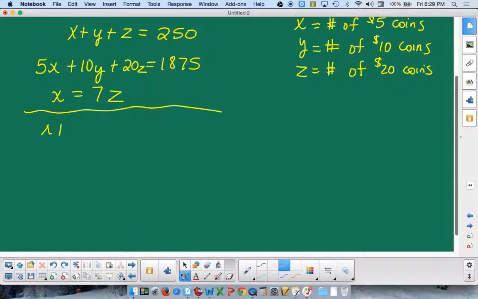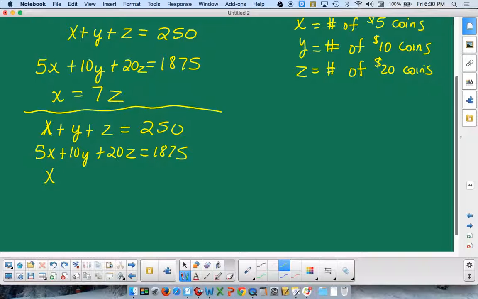So I'm going to get everything all lined up nice and pretty. I've got 5x plus 10y plus 20z equals 1875, and I've got x minus 7z. I want those lined up, so I'm going to put the minus back here, so I get the z's lined up under each other. But what's it equal? Well, now it equals 0.